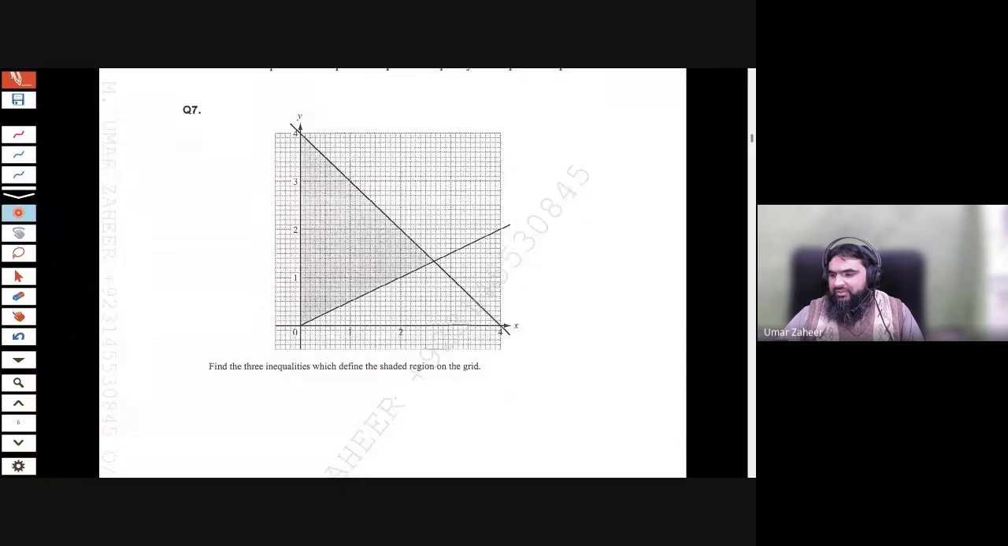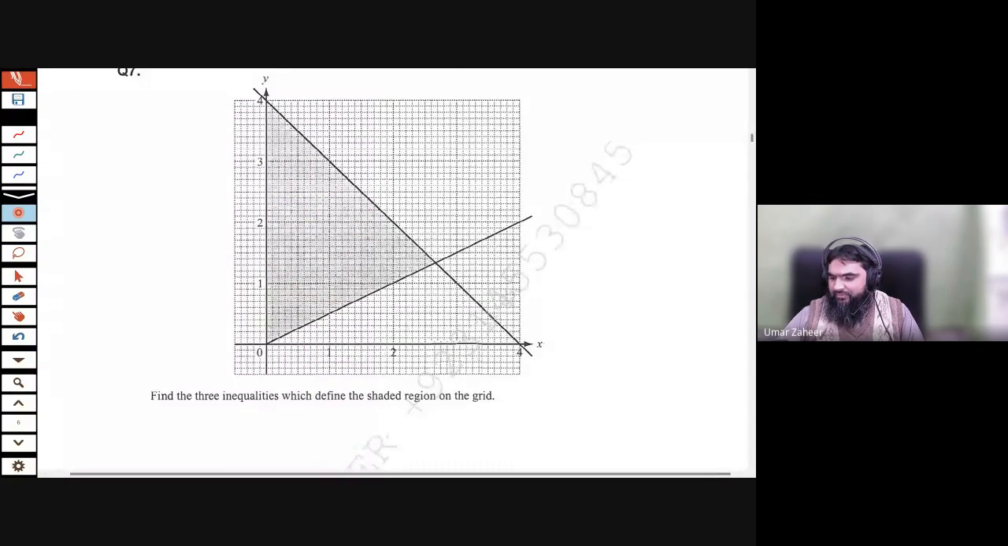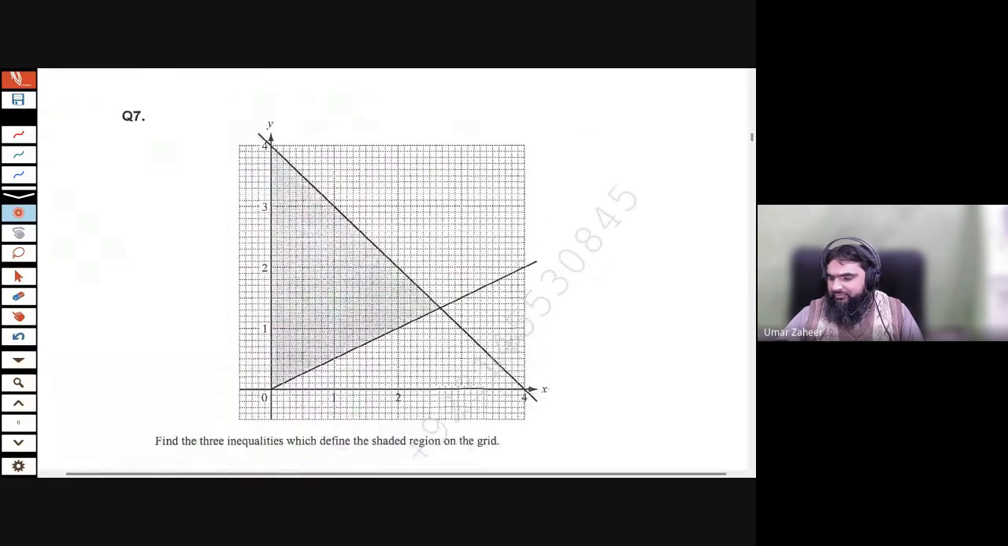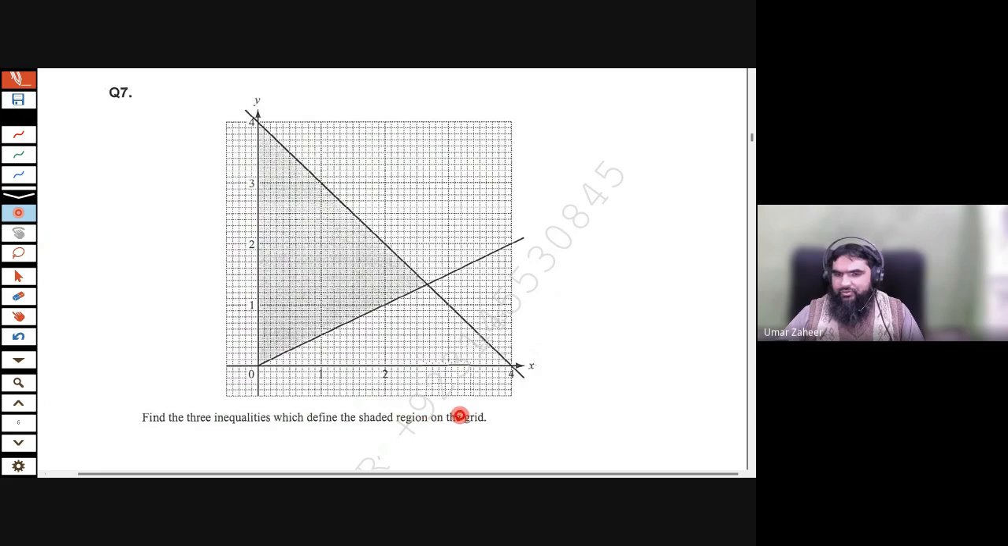Now, look here. Here we have question number 7. It says, find the three inequalities which define the shaded region on the grid. Look here, we have three lines, 1, 2, and 3. First of all, we need to find the equation of a straight line. We know that the equation of a straight line is y equal to mx plus c.